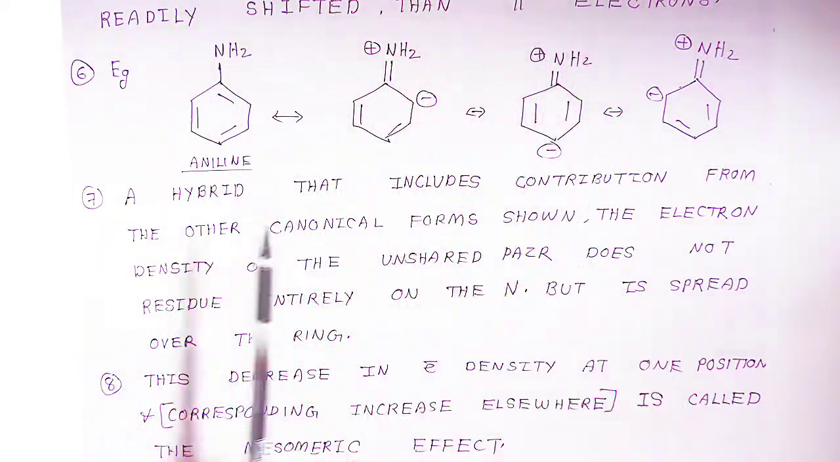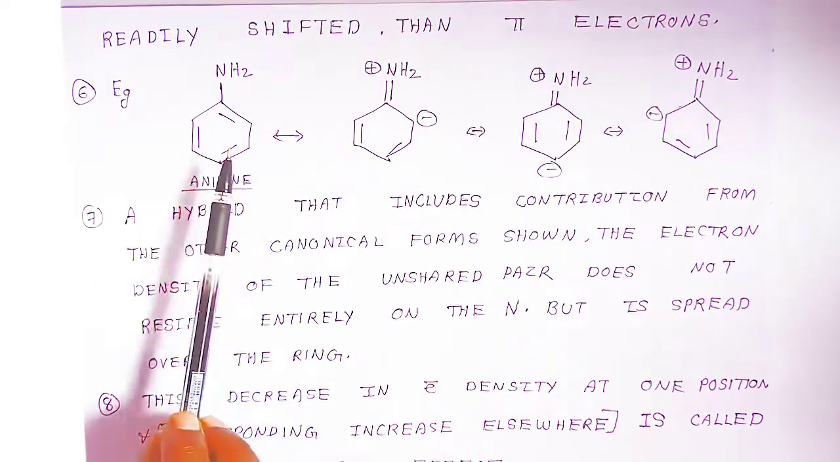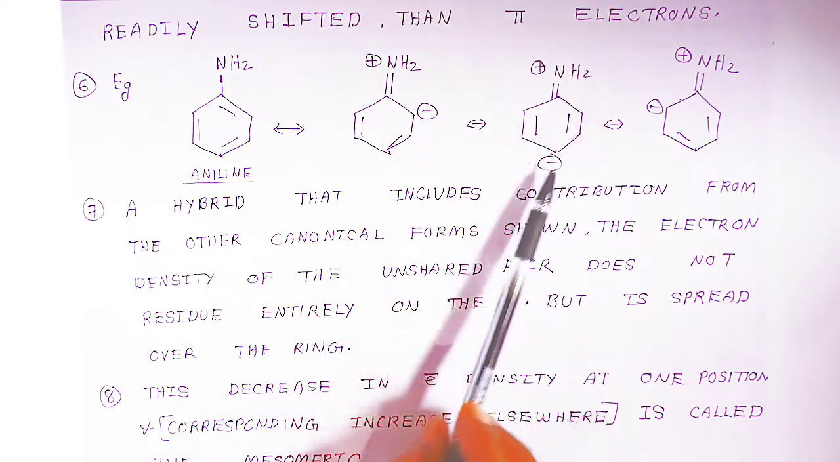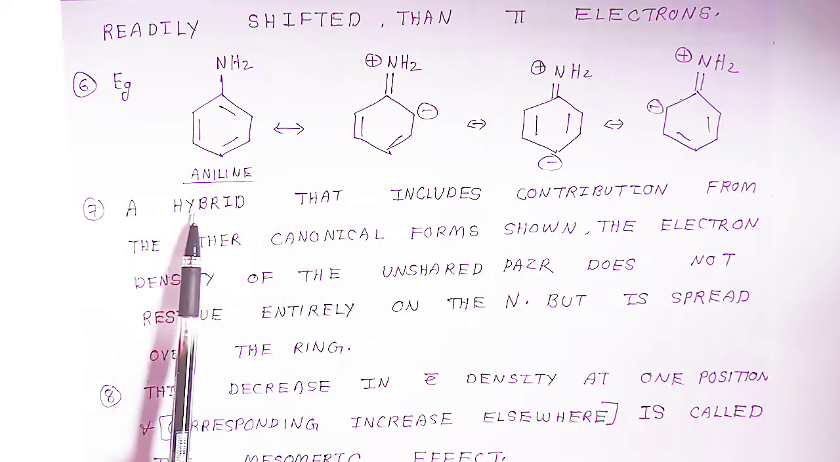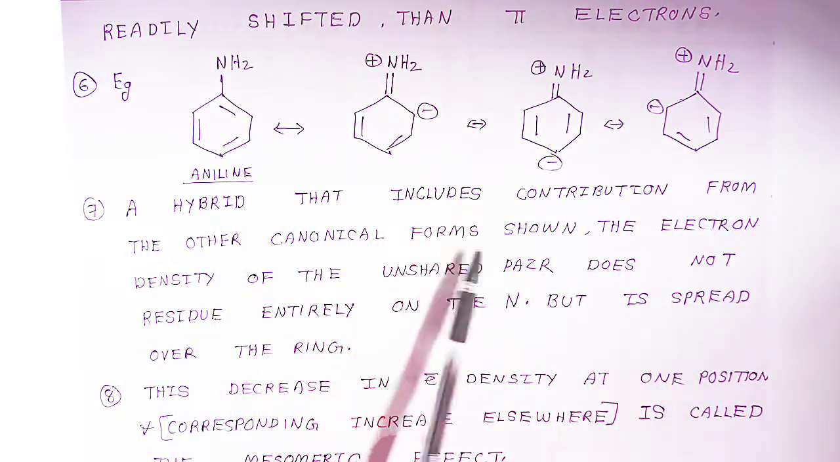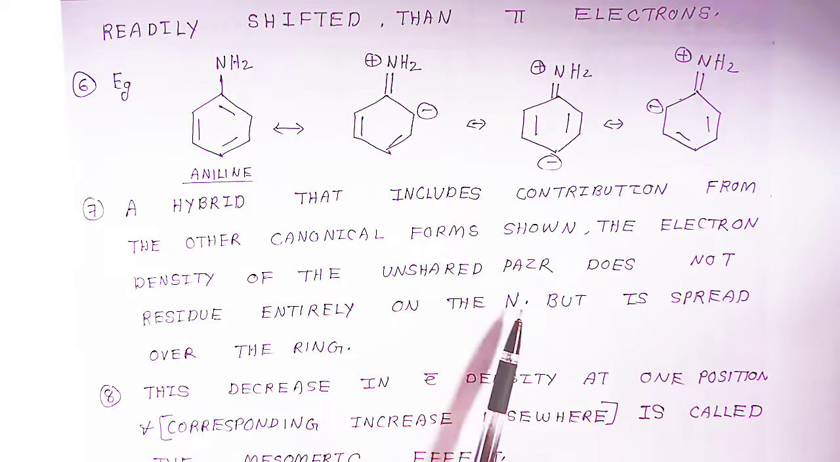But these will be much smaller than the mesomeric effect, as sigma electrons are less polarized and hence less readily shifted than pi electrons. Now, students, this is the structure of aniline. When you draw the resonance of this aniline, see how the electrons move onto different carbons. In the hybrid, which includes contributions from the other canonical forms shown, the electron density of the unshared pair does not reside entirely on the nitrogen.